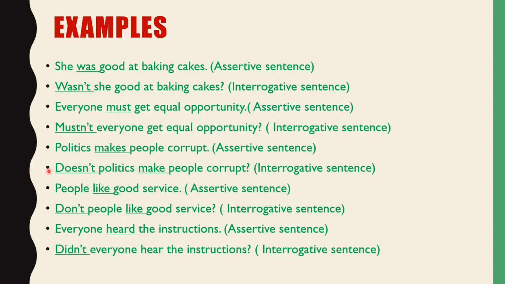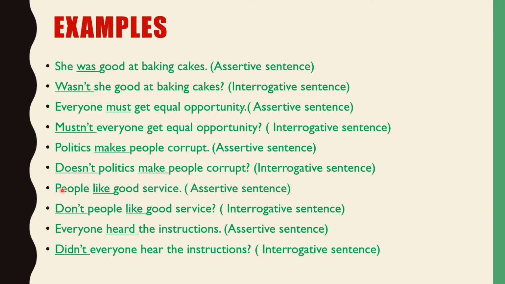Therefore, you will use do or does. Now, this is the subject, politics. Do we say do politics? It doesn't sound grammatically correct. We say does politics. And since the assertive is a positive sentence, we will begin by writing, doesn't politics make people corrupt? That's an interrogative sentence. Doesn't politics make people corrupt? Question mark. It's an interrogative sentence.